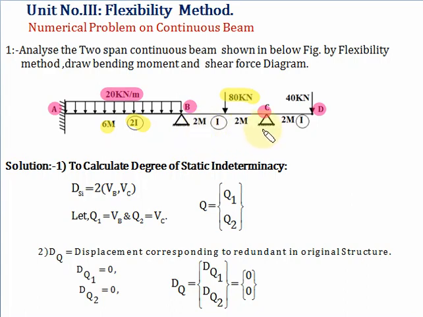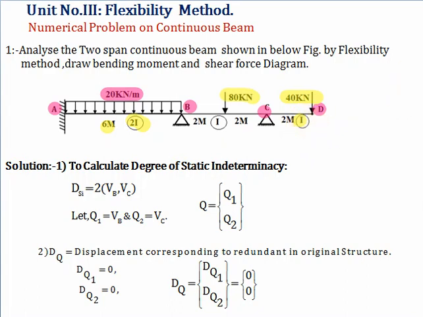Now in this numerical they have given the overhang portion CD of 2 meter, and at the free end of the overhang there is a point load of 40 kilonewton. Okay, and the moment of inertia for this overhang is 1I.